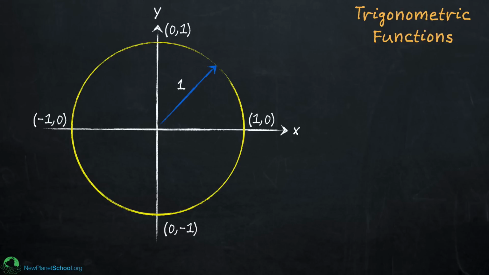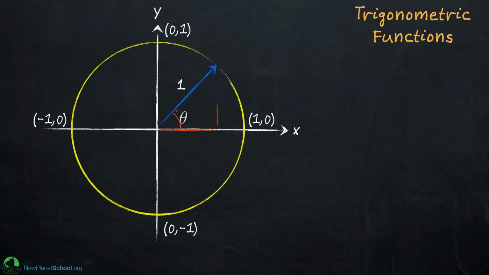Okay, so let's move on. Trigonometric functions. Now, we have a unit circle. We've been talking about this unit circle here. And what we're going to do is notice that I have this line going up here to this point at some angle theta.